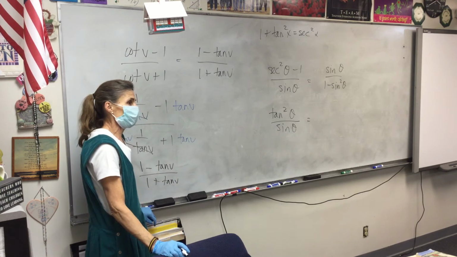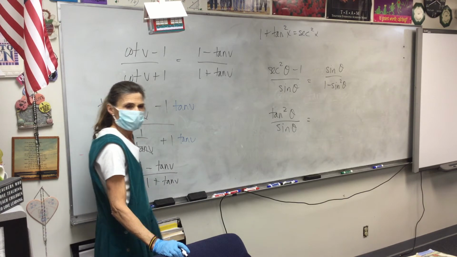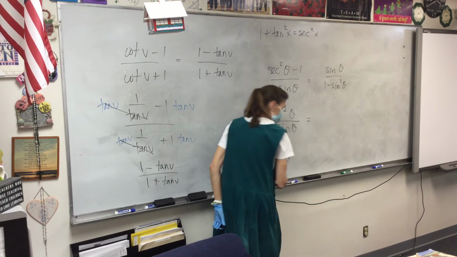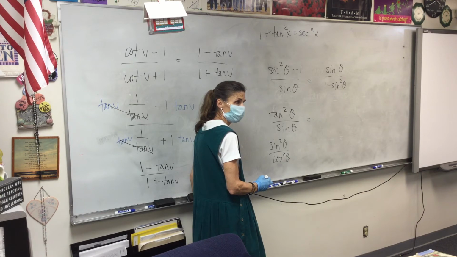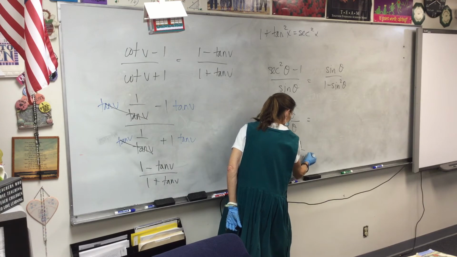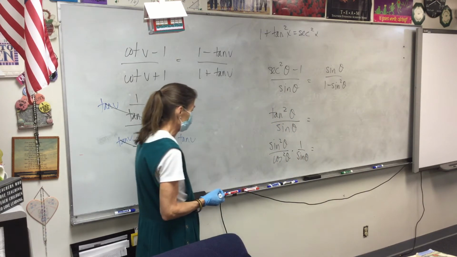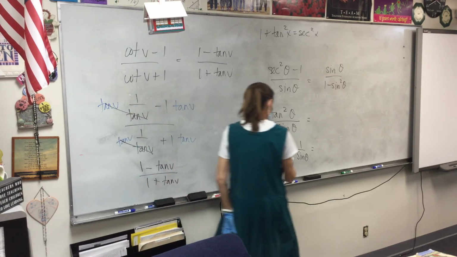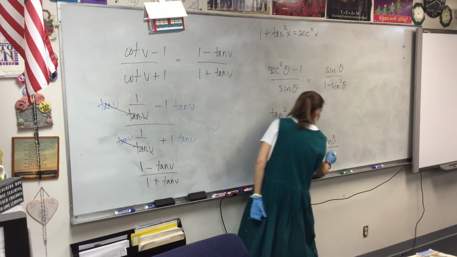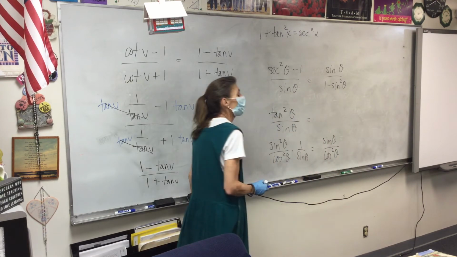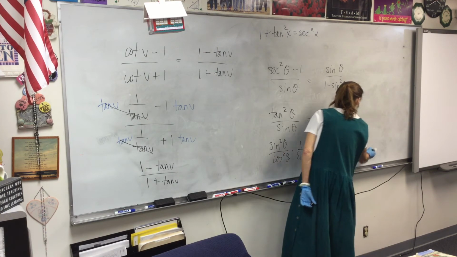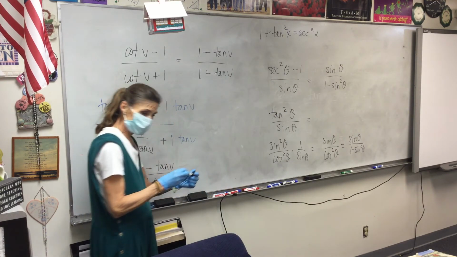What would you suggest I do with that tangent squared? Switch it to sine squared over cosine squared. Is that okay? Now it's divided by sine, so it's times 1 over sine. Yep, it's multiplication, you're allowed to do that. So it would be sine over cosine squared. But cosine squared is 1 minus sine squared. Does that make sense, Caitlin?